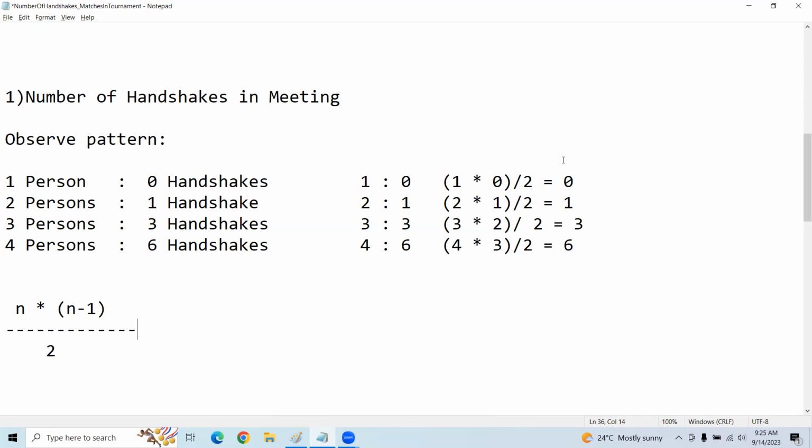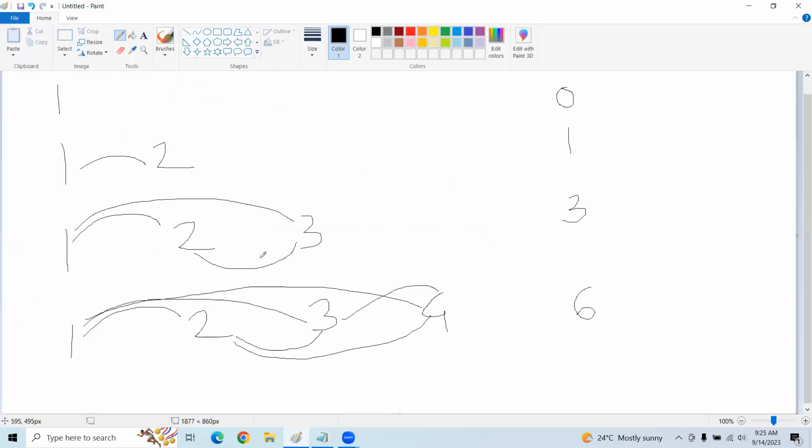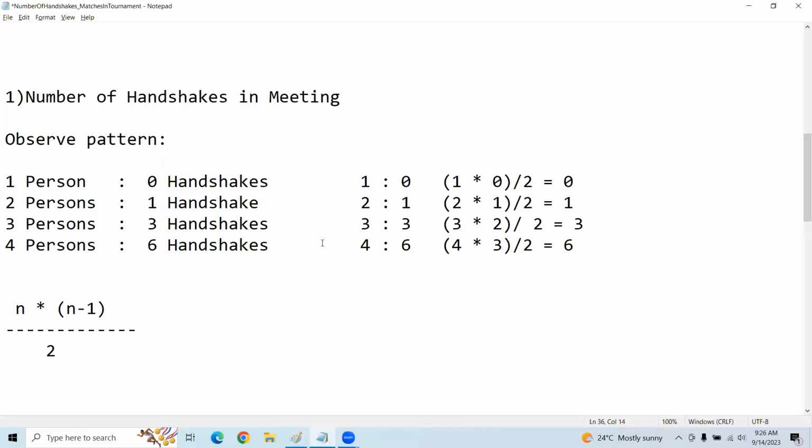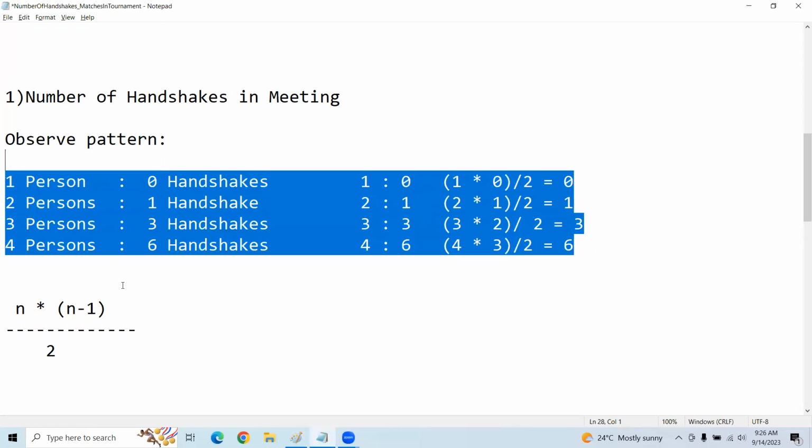Because what is the difference between handshake and tournament? In the handshake, the first person or second person is doing the handshake with another person. But if you look at this from the tournament perspective, it is as good as the first team playing with the second team, first team playing with the third team, and second team playing with the third team. So both things are the same. It is just the way the question is asked that is different. So whatever formula we have for the number of handshakes, the same formula will be applicable for the number of matches in the tournament.